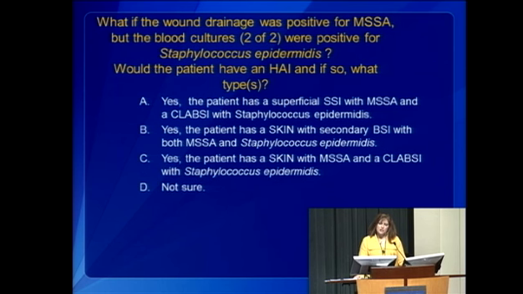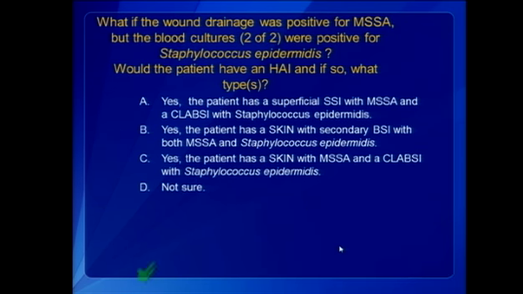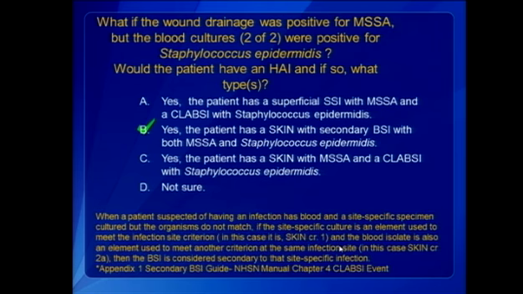Your choices are the patient has a superficial SSI with MSSA and a CLABSI with Staph epi, or the patient has a skin with secondary BSI with both MSSA and Staph epi, or the patient has a skin with MSSA and a CLABSI with Staph epi. Correct answer is that the patient has a skin with secondary BSI with both MSSA and Staph epi.